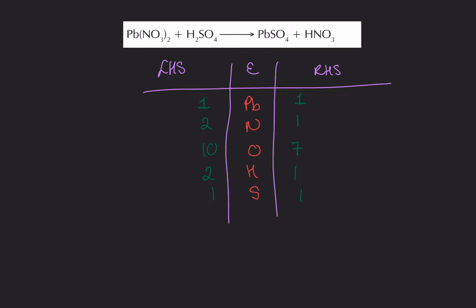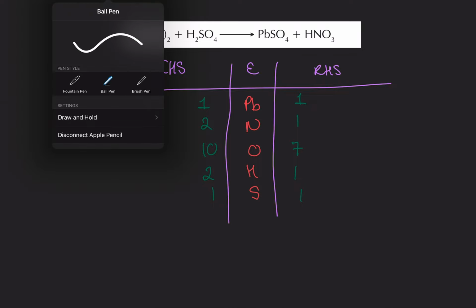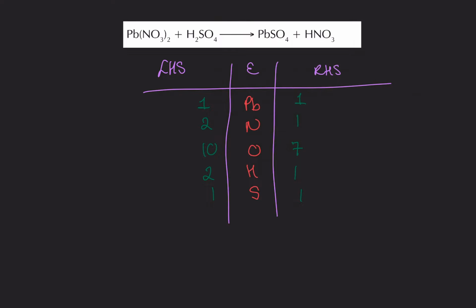So, again, we leave the more common elements to last. For example, hydrogen, oxygen, and carbon if present. So we leave them to last. So what we can deal with is the Pbs first. Check if they're balanced. They are. So we'll move on from them. Next we can look at nitrogens. So currently we have 2 nitrogens over here. So I need to multiply this guy by 2. So I'll put a 2 in there for the moment.